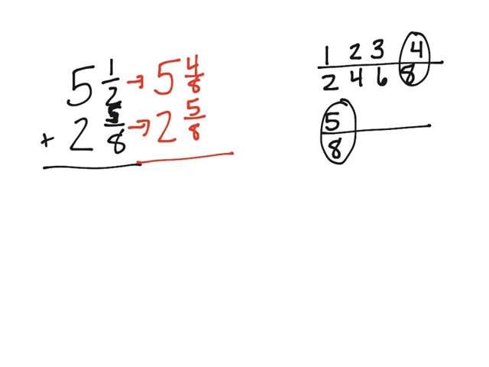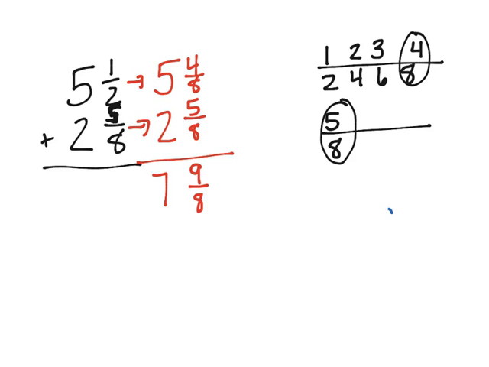So now I can add it. So I'm going to start with 4/8 plus 5/8. I know my denominator is going to stay 8. 4 plus 5 is 9. 5 plus 2 is 7. But wait, 9/8 is improper. Can you leave it improper? No, you have to turn it to a mixed number.